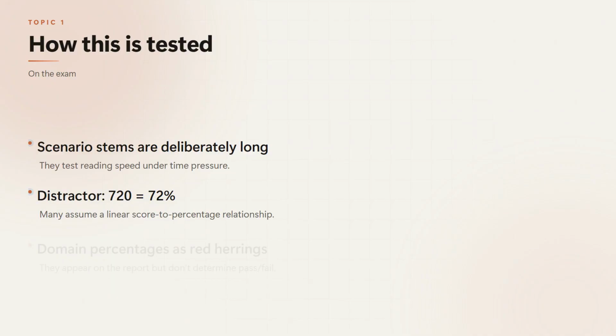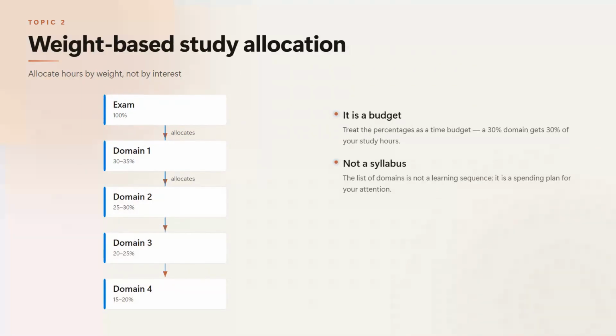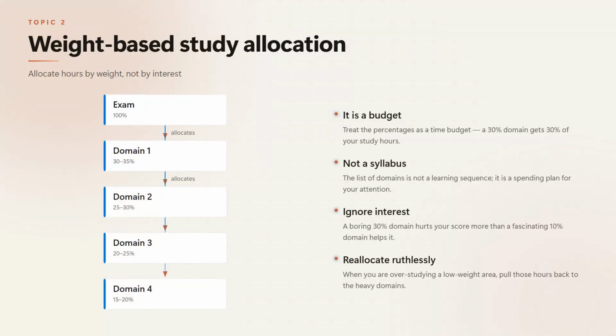This is testcraft. The exam is designed to see if you understand its own scoring model, not just the technical content. Weight-based allocation means you take the exam blueprint percentages and turn them into hours. It is a budgeting technique, not a content outline.